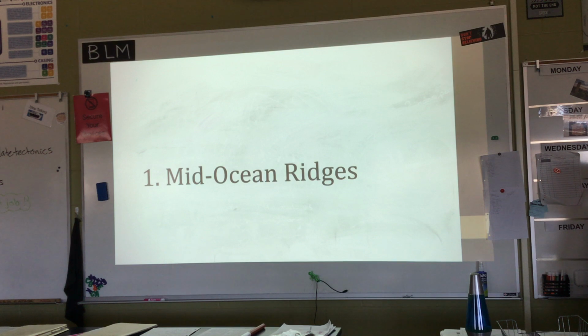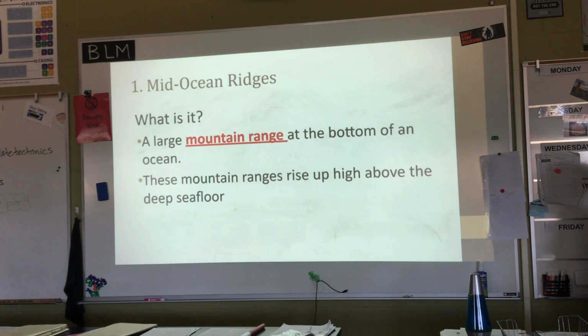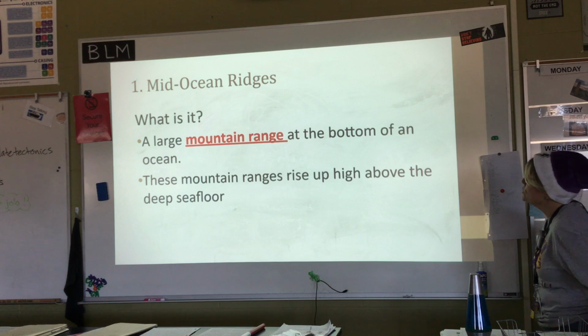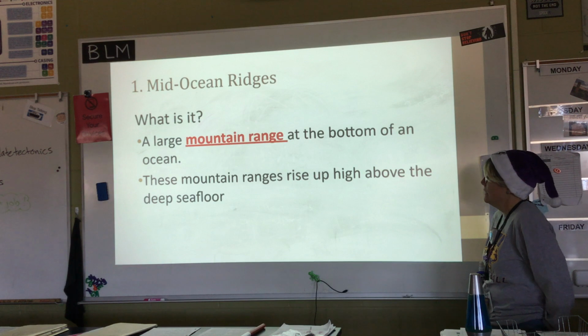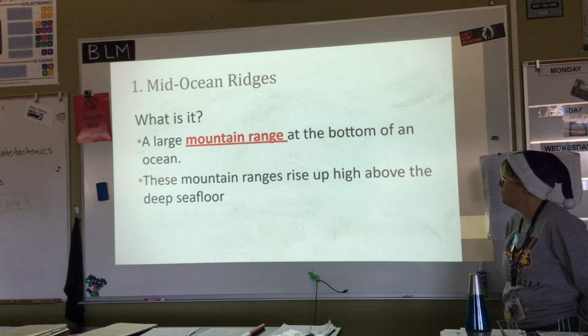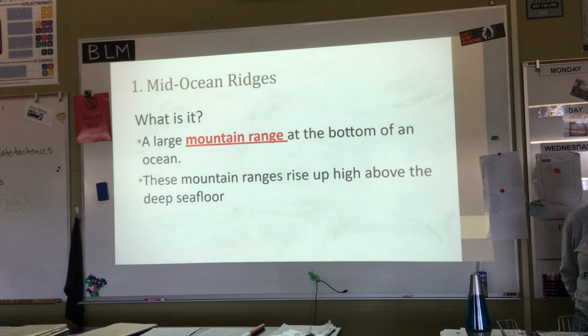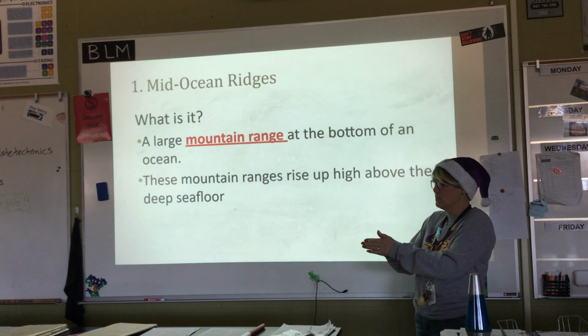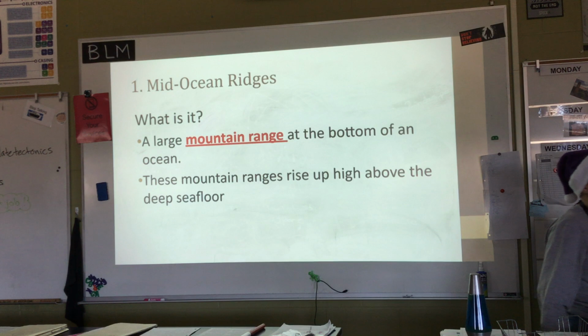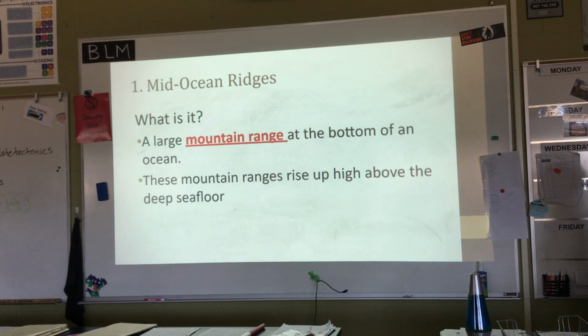The first thing we're going to look at is mid-ocean ridges. What is a mid-ocean ridge? It's a large mountain range at the bottom of the ocean. These mountain ranges rise up high above the deep sea floor. They don't poke their heads up through the sea floor though. They are at the bottom of the sea floor. A large mountain range made of volcanoes. As the earth is splitting open, magma rises up. There's going to be a few slides now until we write something else down.